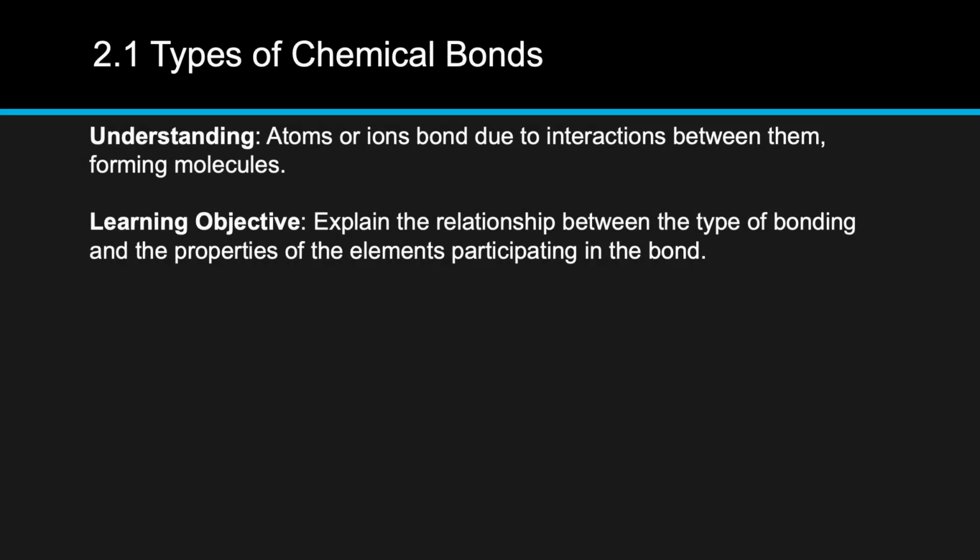All right, hello everybody. This is the very first lesson of Unit 2 for AP Chemistry, and we are going over types of chemical bonds. Today's understanding is that atoms or ions bond due to interactions between them, forming molecules. So today's learning objective, you should be able to explain the relationship between the type of bonding and the properties of the elements participating in that bond.